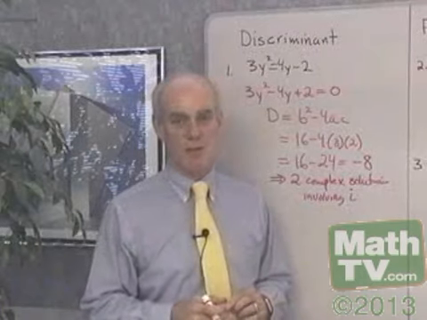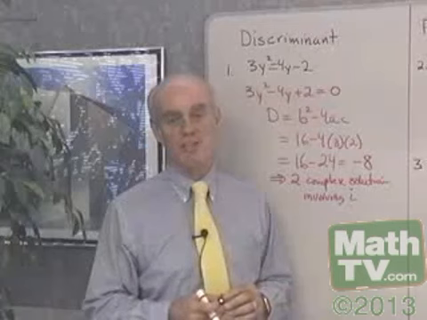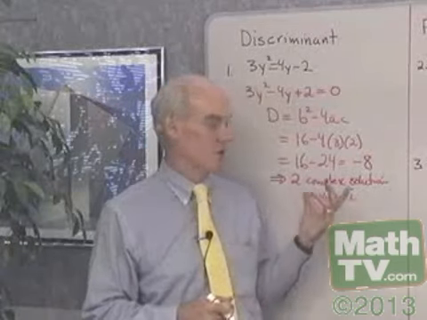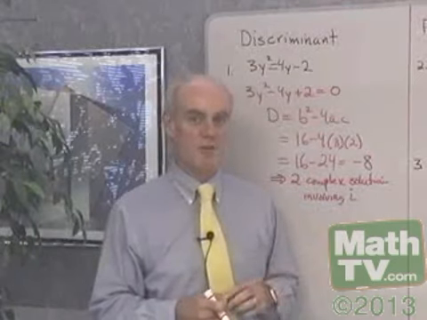So your discriminant in the quadratic formula tells you the kind and the number of solutions that you're going to get to a quadratic equation. And there's some circumstances in which that's the only important thing. You don't need to find the actual solutions themselves. So this can be a little shortcut if all you want to know is what kind of solutions you have.